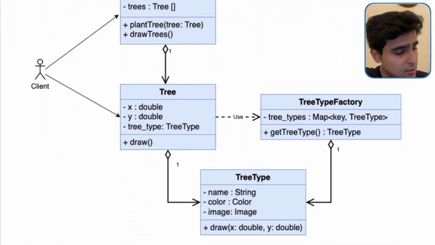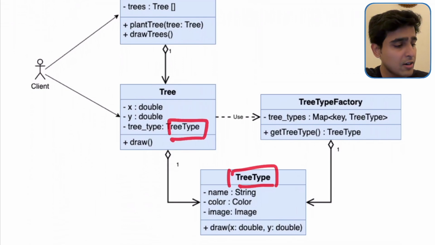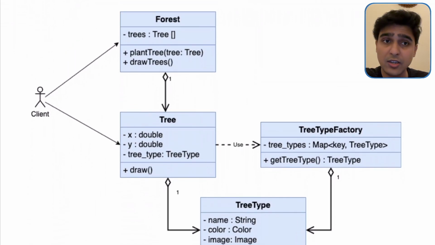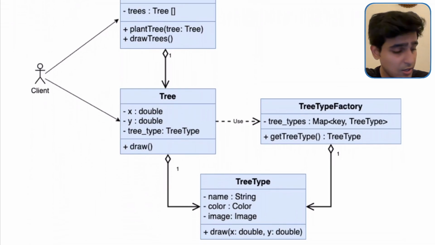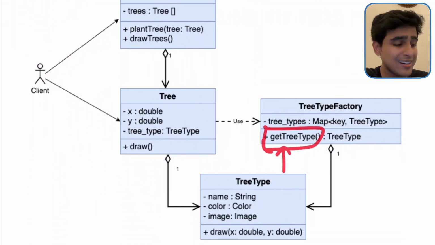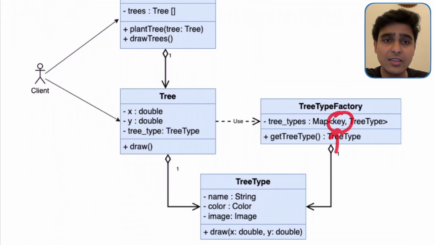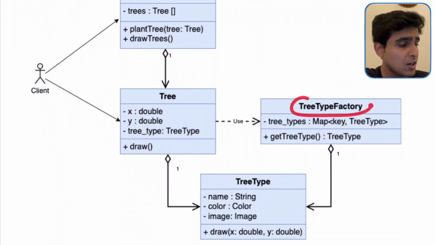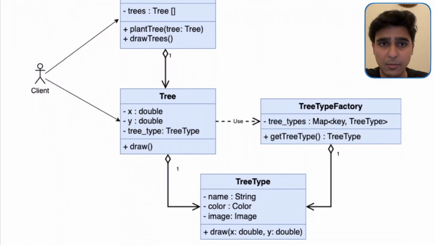And to get the tree type for a given tree, we have created a tree type factory. When the forest creates a tree, it passes the name and the color of the tree along with the coordinates, and based on that name and color, we get the tree type. You can assume it's a map where the key is the color and name, and correspondingly it has a tree type. So the tree type factory returns the tree type. In this map we contain all the trees.